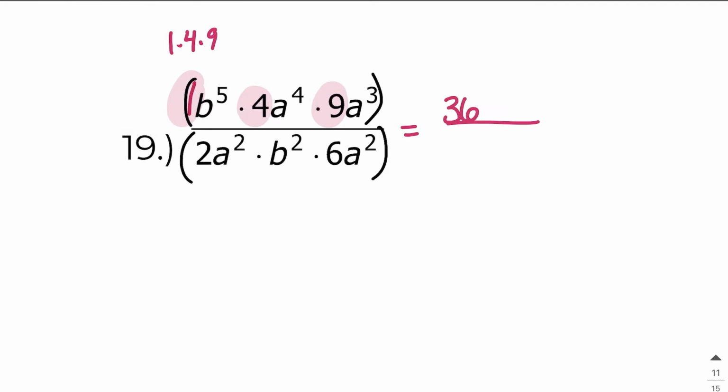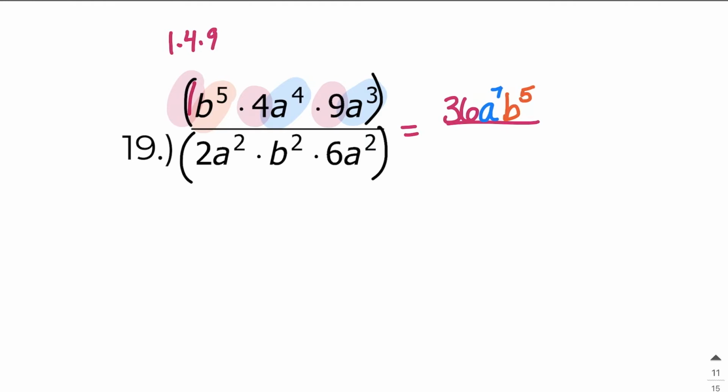Now I'm going to go ahead and multiply my bases right here. So a to the power of 4 times a to the power of 3. Because they have the same base, I can add the exponent. So I get a to the power of 7 because 4 plus 3 is 7. And then here I end up getting b to the power of 5. There's nothing else like it to multiply with it. So I'm just going to write down b to the power of 5.